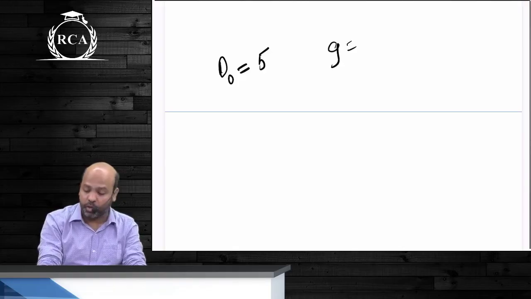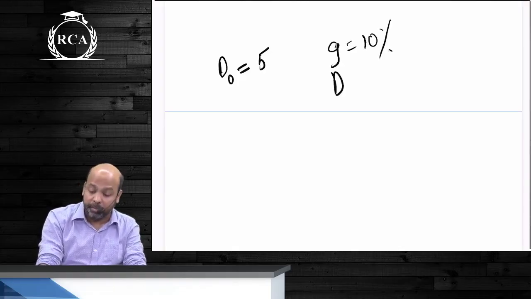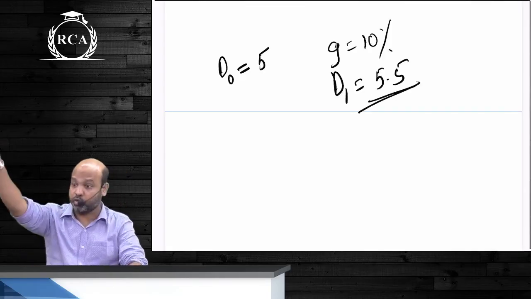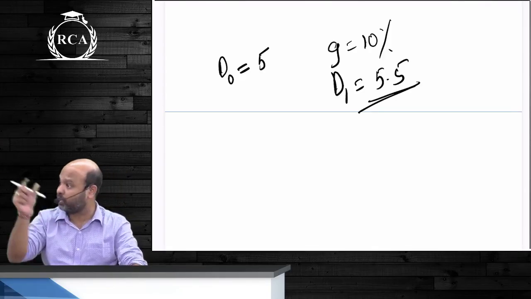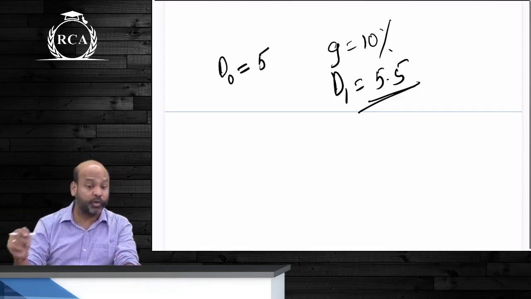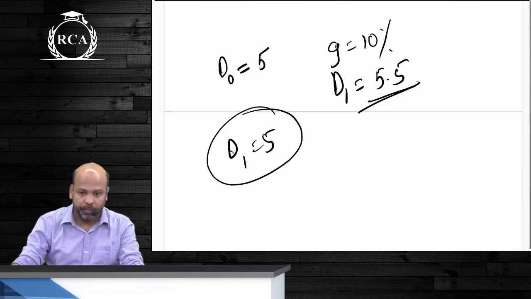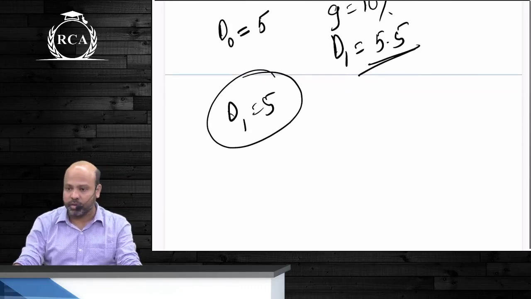It is expected to grow at what rate? 10%. My D1 will become 5.5. In the formula, I'm supposed to take 5.5 directly: 5 rupees plus 10% of 5. But if the question starts with the statement that it is expected to pay a dividend of 5 rupees next year, that is already D1. Then you will not adjust for the growth rate.